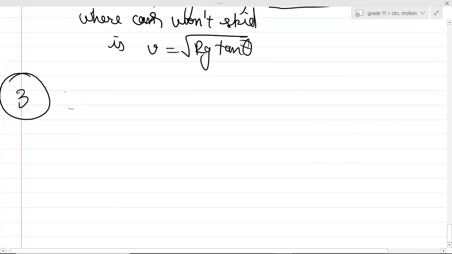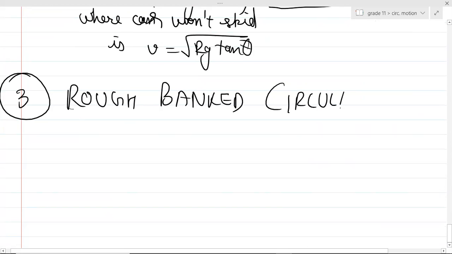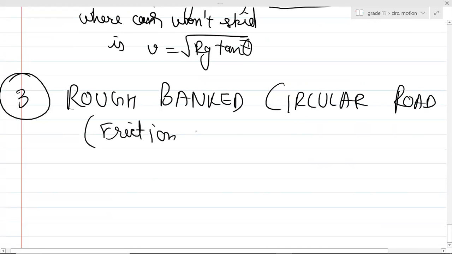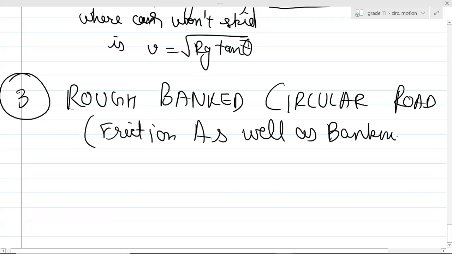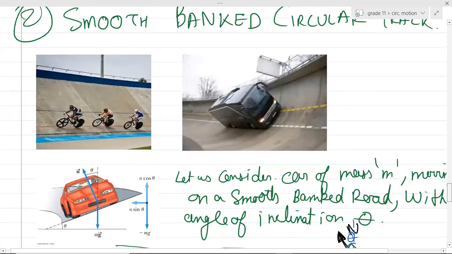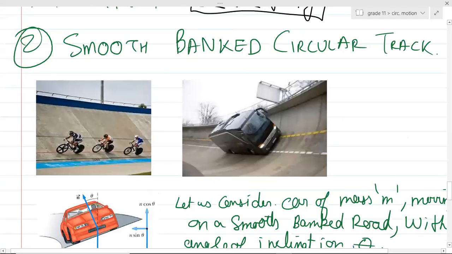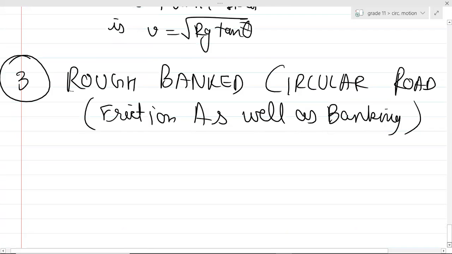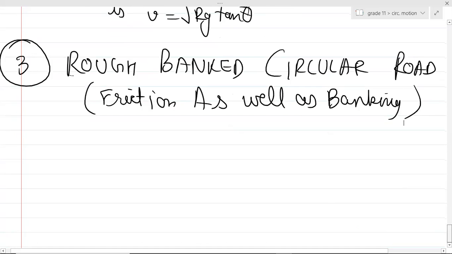Now, the third case is basically a rough banked circular road. So now I have a rough banked circular road. That implies there is friction as well as banking. So now it's these cases where there is friction as well as banking. What will be the only difference between the previous case and this case?